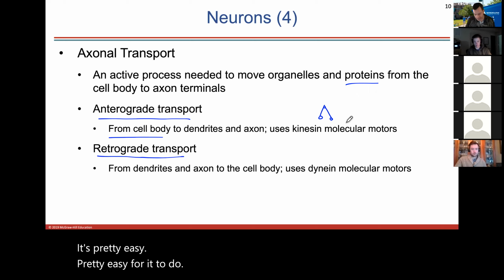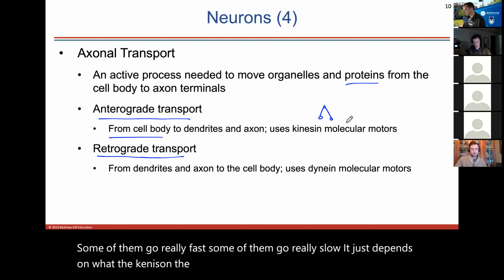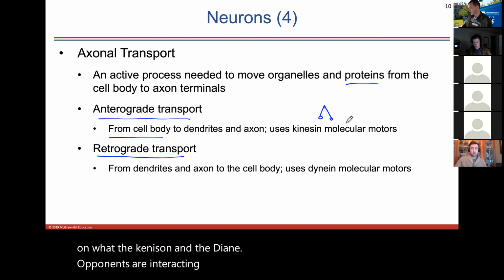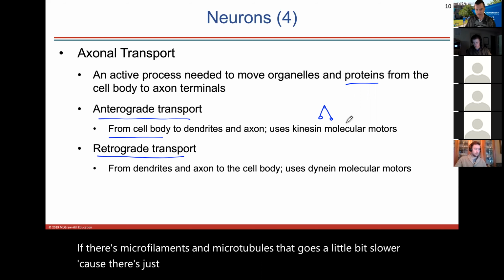Some of them go really fast, some of them go really slow. It just depends on what the kinesin and the dynein components are interacting with. If there's microfilaments and microtubules, that goes a little bit slower because there's just more things to interact with. If you get rid of one of those, it goes a hell of a lot faster.